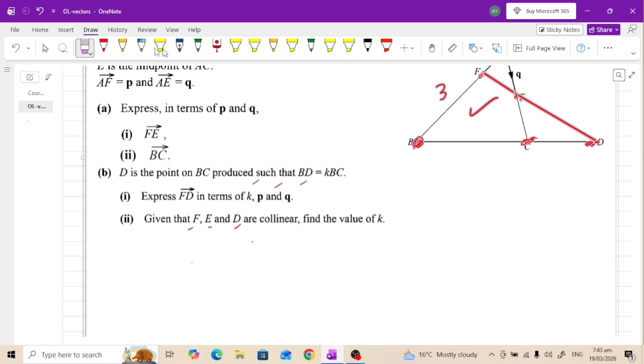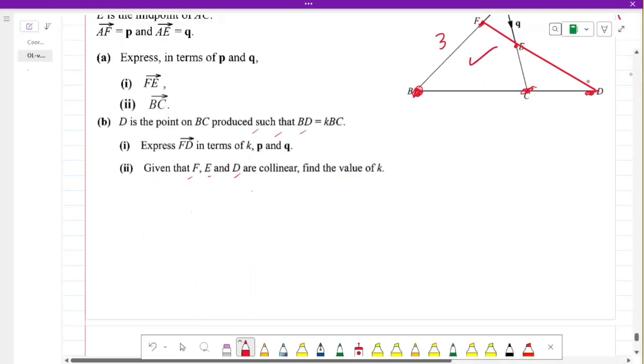Next part of the question is saying that given that F, E and D are collinear, find the value of K. Here F, E and D are collinear, so we have to find the value of K.